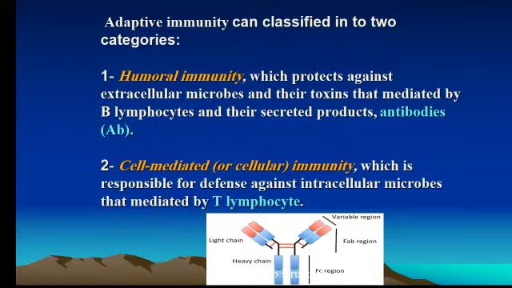Humoral immunity protects against extracellular microbes and their toxins. We need to understand this humoral immunity in the next slide so that it will be easier to understand briefly. It protects against extracellular microbes and their toxins, mediated by B lymphocytes and their secreted products, antibodies, AB, antigen, AG. Just to remember.